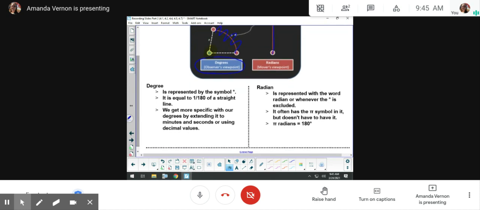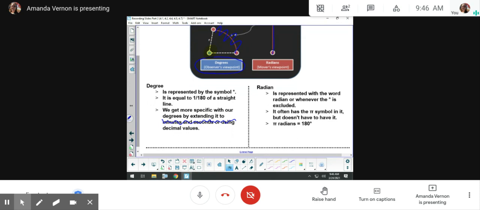A degree is always represented with the degree symbol. Most of us are familiar with that. A degree is equal to 1/180th of a straight line. So a straight line or horizontal line is 180 degrees. So 1 degree is 1 out of 180. And sometimes we'll get more specific with degrees, minutes, seconds, but this year we won't be using degrees, minutes, seconds. We'll just be using decimal values.